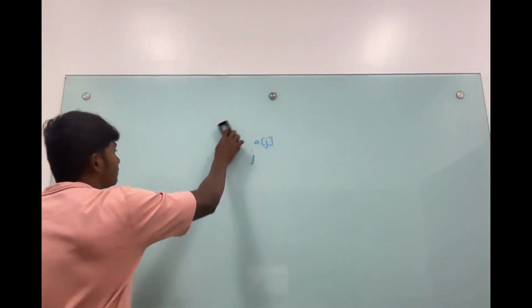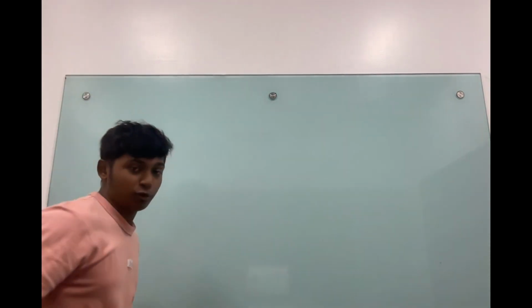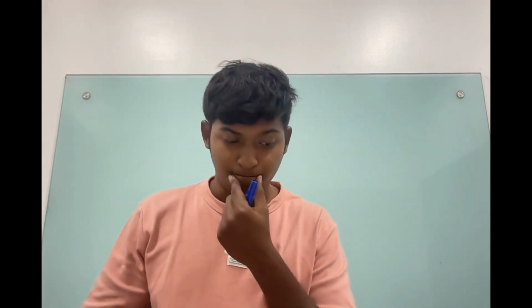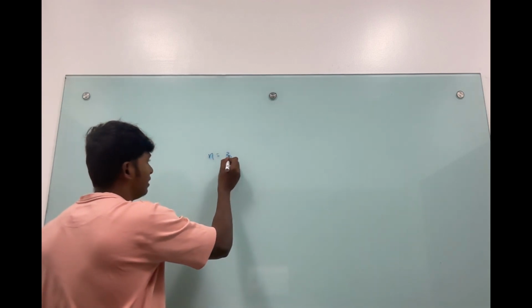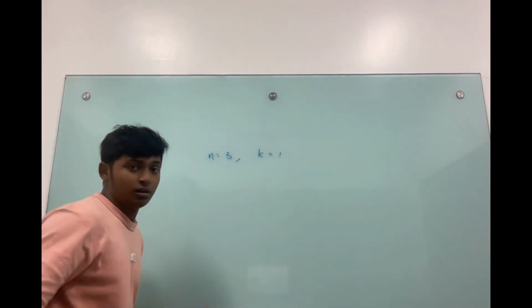So how would we even approach this question? This is actually a tricky question. It's a bit hard. Here in Leetcode they gave us two examples. For example, in the first example, n is equal to 3 and k is equal to 1.